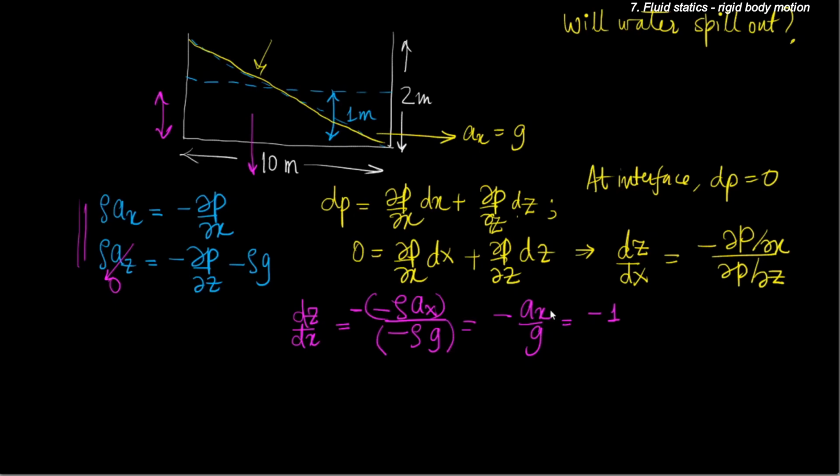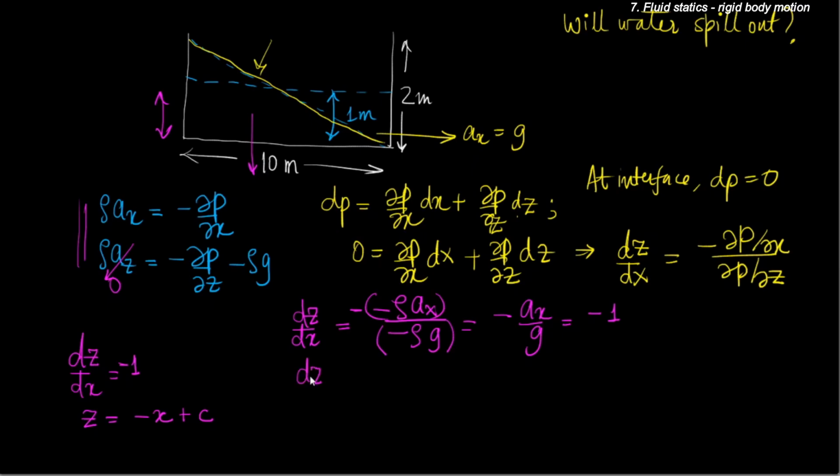So with this, we have dz/dx for the interface equal to minus 1, and thus z equals minus x plus c. Now, let us take a step back.